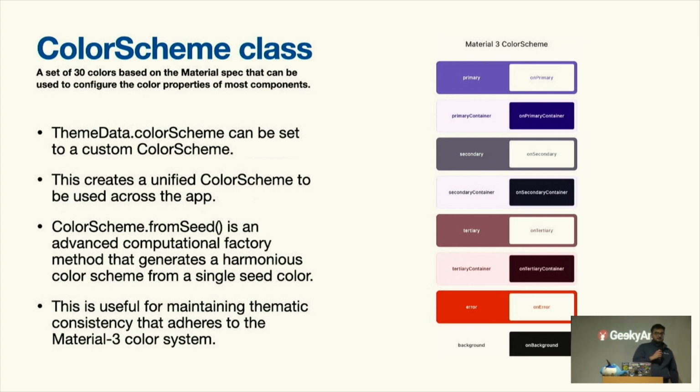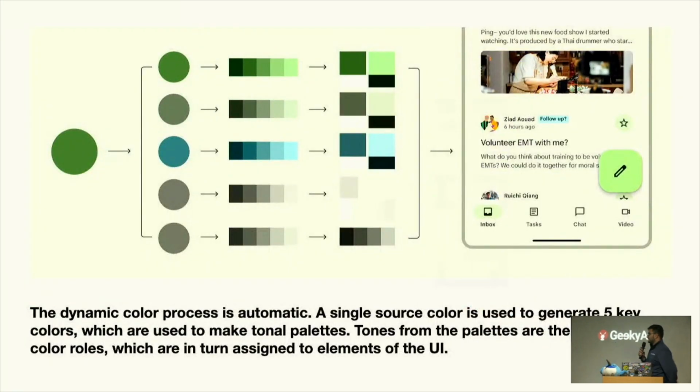An easier way to do this, when you do not know much about colors, is to just use color scheme dot from seed. You'll give it a primary color and then it would do the rest. It would create all those 30 colors that you want to use inside your Flutter application, that would be consistent with the guidelines of Material 3. So if this doesn't make sense, let's also look at it once with code.